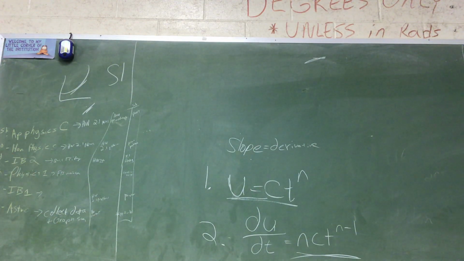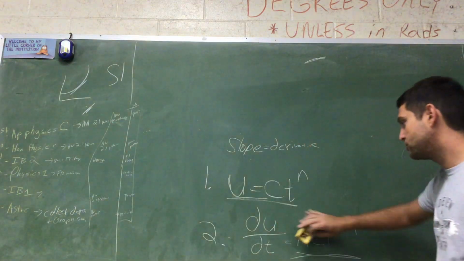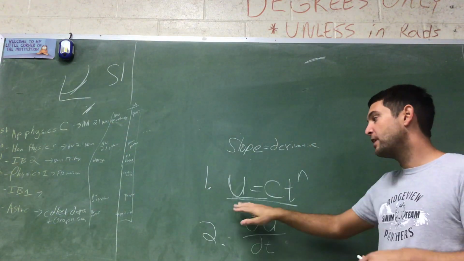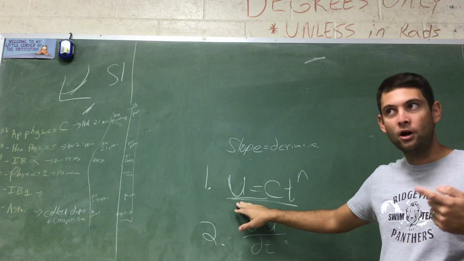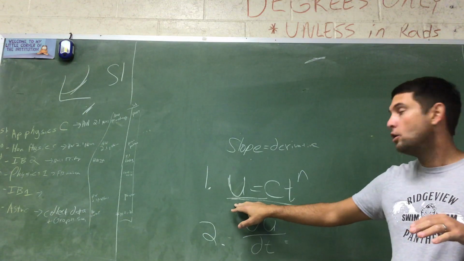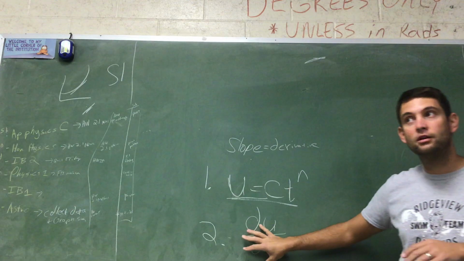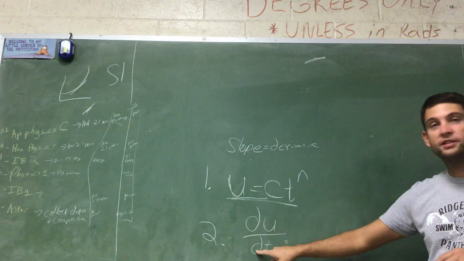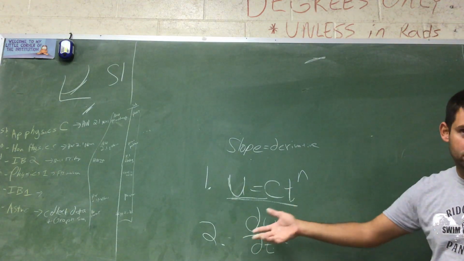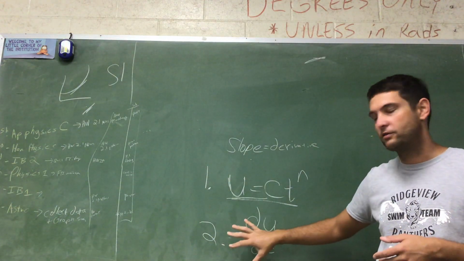How did I do it? What did I do to get from this to my answer? I took the derivative, that's what I'm going to call it. I took the derivative of u with respect to t. So when you see this notation, the derivative of u with respect to t, du dt, this is the rule. These aren't physics variables, this is a math equation right here, okay?